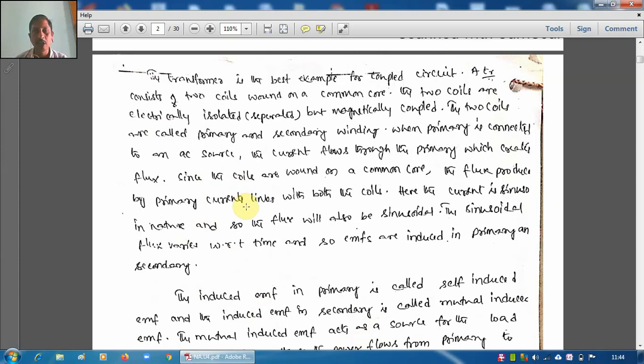For the primary coil we give the supply, flux is produced, this flux links with the secondary coil, and in the secondary coil also some EMF is induced. This EMF is called the secondary EMF, and we can connect a load to the secondary circuit to utilize this electrical power.